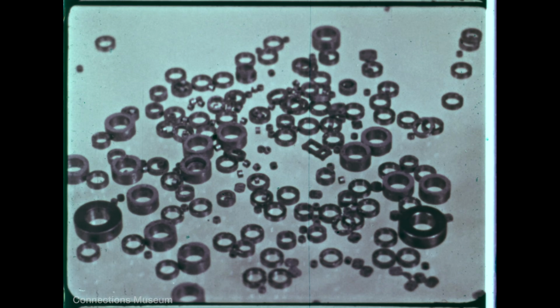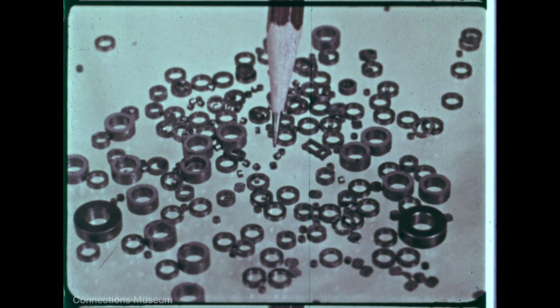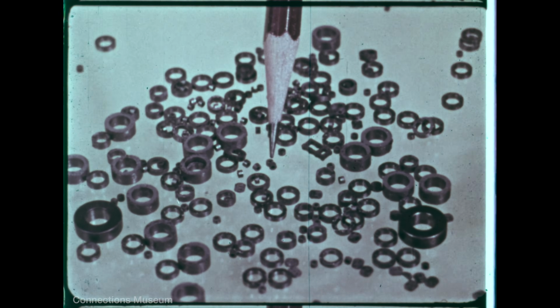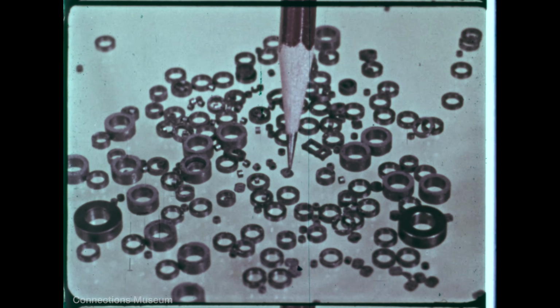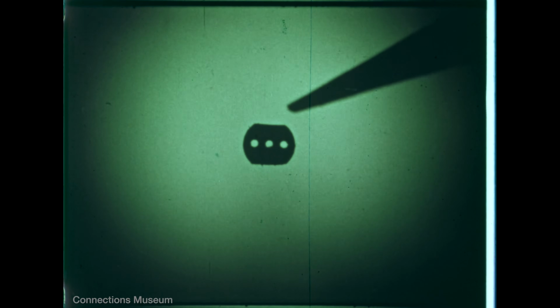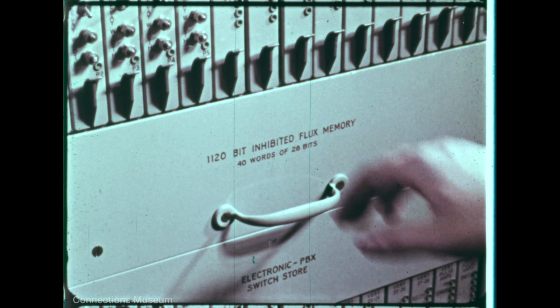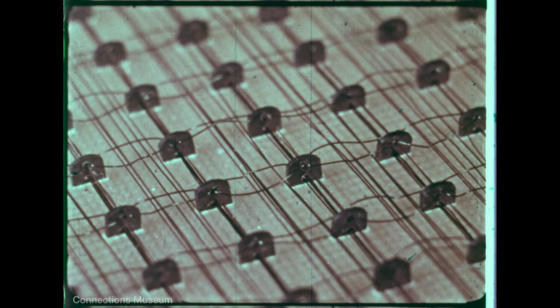Ferrite cores are usually very small because how fast a core can be switched depends, for one thing, on its size. Odd-shaped cores with 2 and 3 holes and extremely fast switching times have been developed. This one with 3 holes is called an inhibited flux core. It's used in a memory which can store 40 28-bit words. The X, Y, and readout wires are each threaded through individual holes. This memory is extremely fast and has a read-write cycle of only 2 millionths of a second.